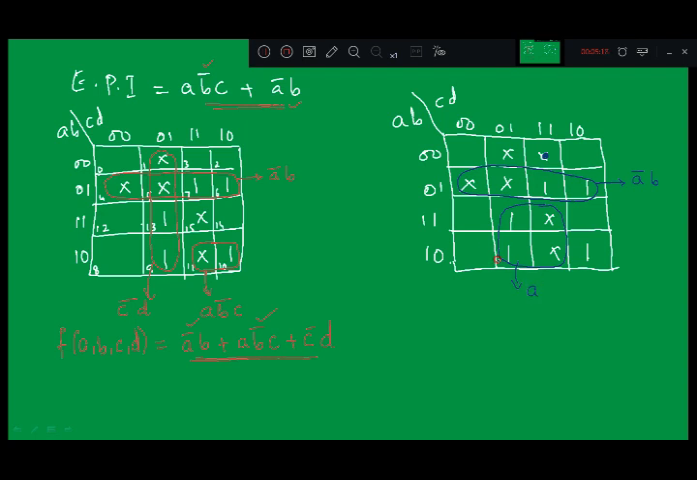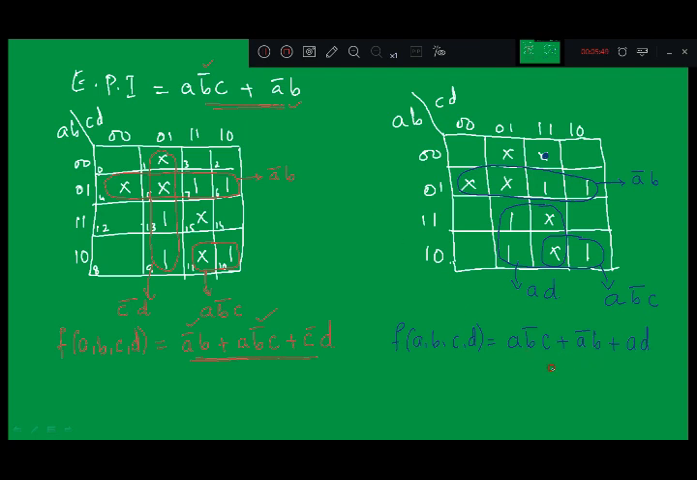It is A D, and this one can be grouped with this don't care. What is the term here? It is A B bar C, right? So if I write down the final expression, it is f of A, B, C, D equal to A B bar C plus A bar B plus A D, right?